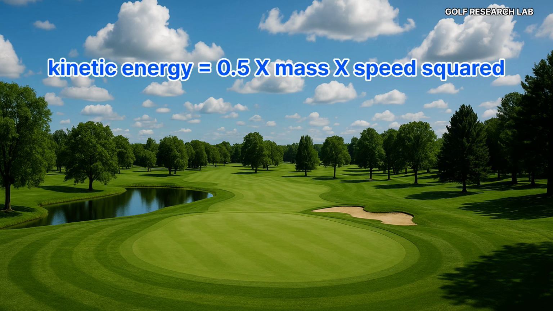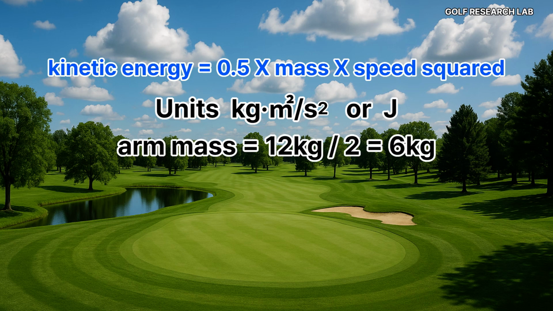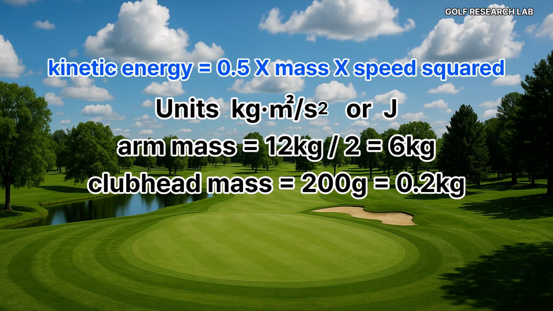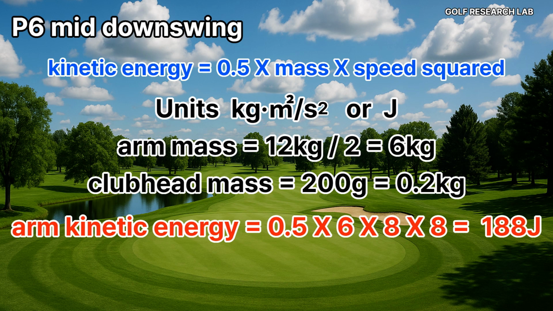The formula for kinetic energy is kinetic energy equals 1/2 multiplied by mass multiplied by velocity squared. Units: kilogram meter squared per second squared, also called joules. Kinetic energy increases proportionally with the mass and with the velocity squared. Effective arm mass 6 kilograms. Club head mass 0.2 kilograms. Shaft mass is excluded.